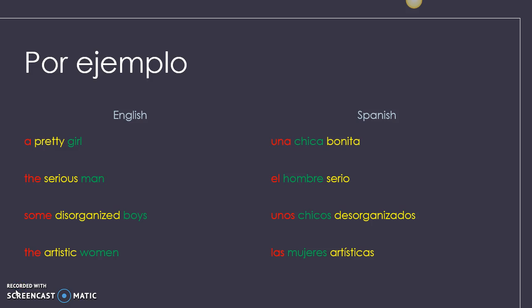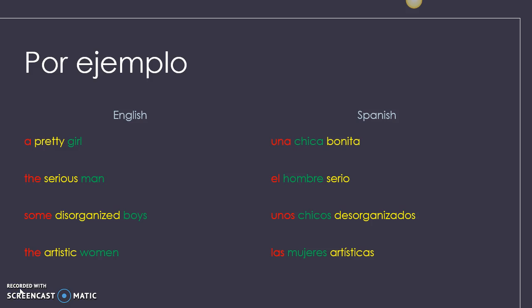Por ejemplo, if we communicate a pretty girl in Spanish, we would say una chica bonita, which literally translates to a girl pretty. The adjective bonita follows una chica, the noun it describes. If we communicate the serious man in Spanish, we would say el hombre serio, which literally translates to the man serious. The adjective serio follows el hombre, the noun it describes.